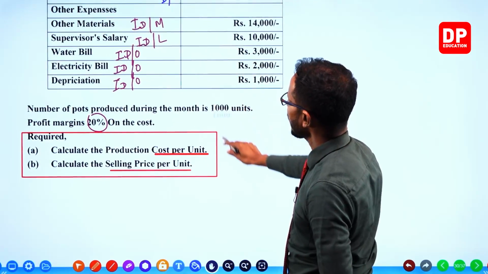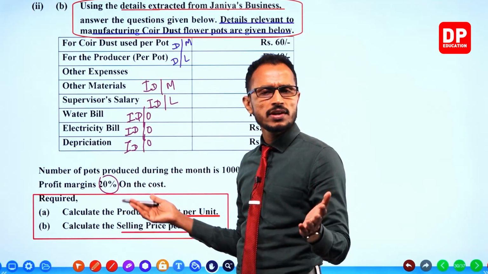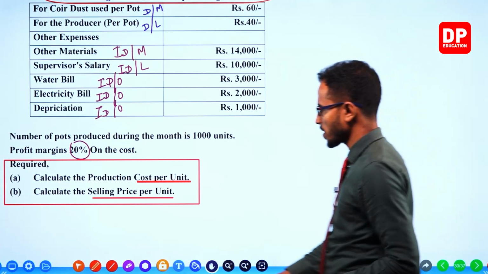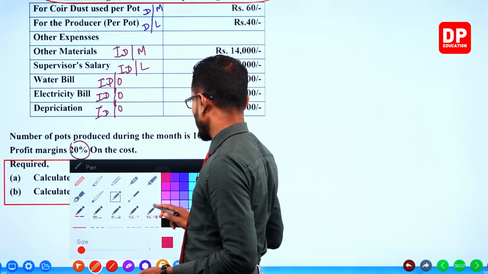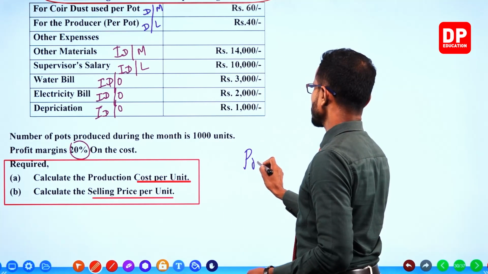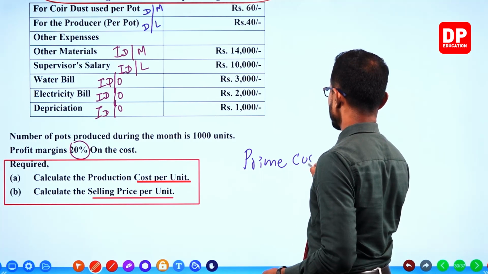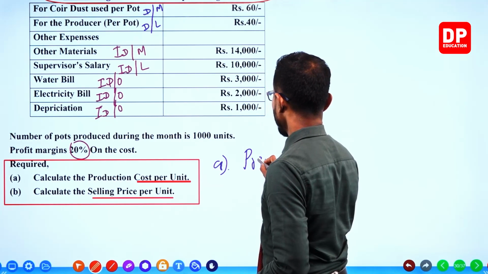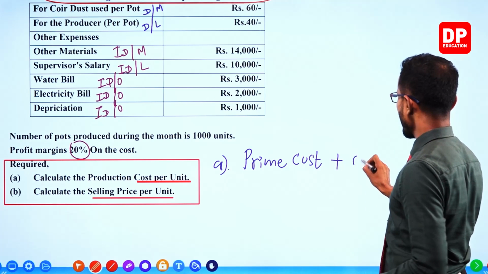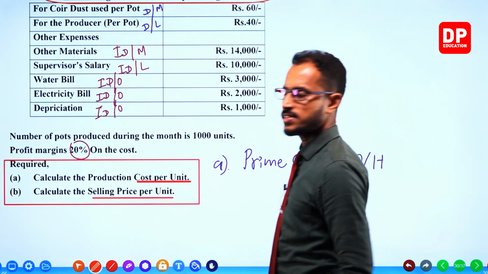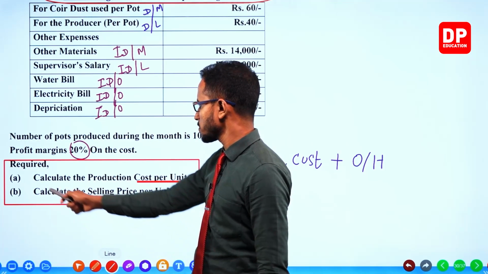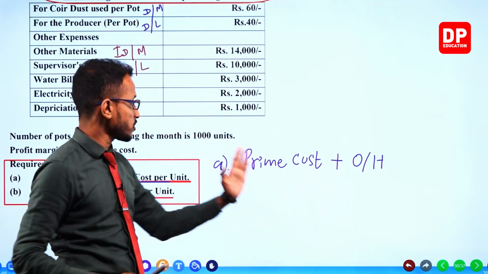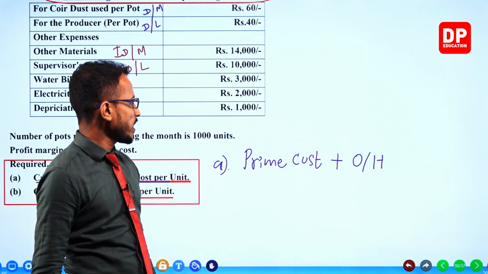We have already marked, children, the important information. How to calculate the production cost? Production cost is calculated by prime cost plus overhead cost. That is the way to calculate the total production cost.